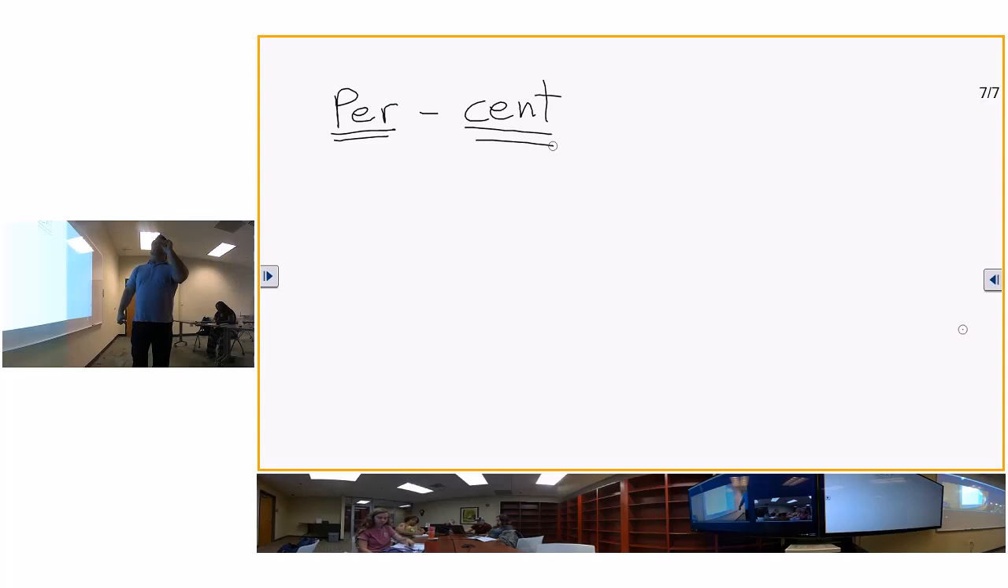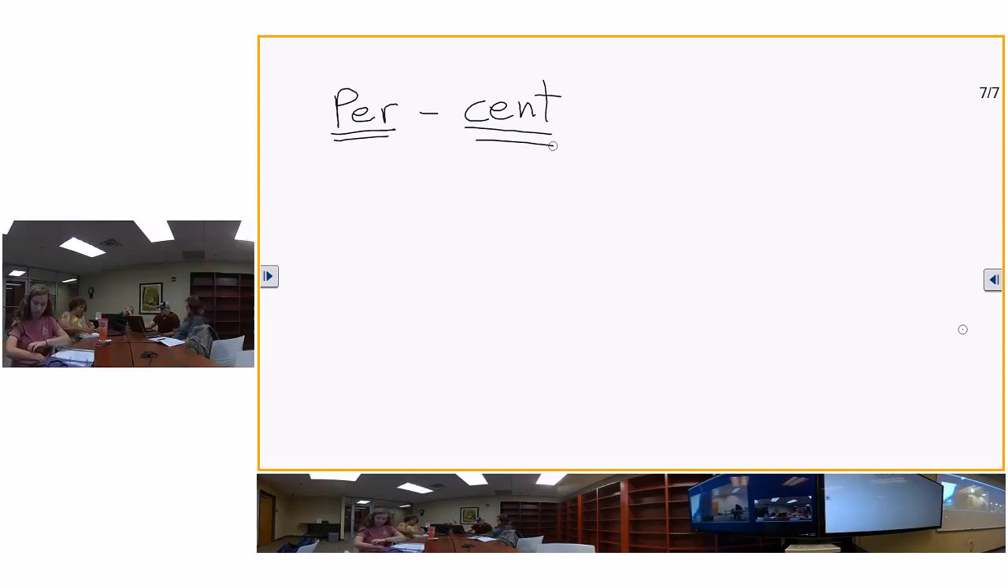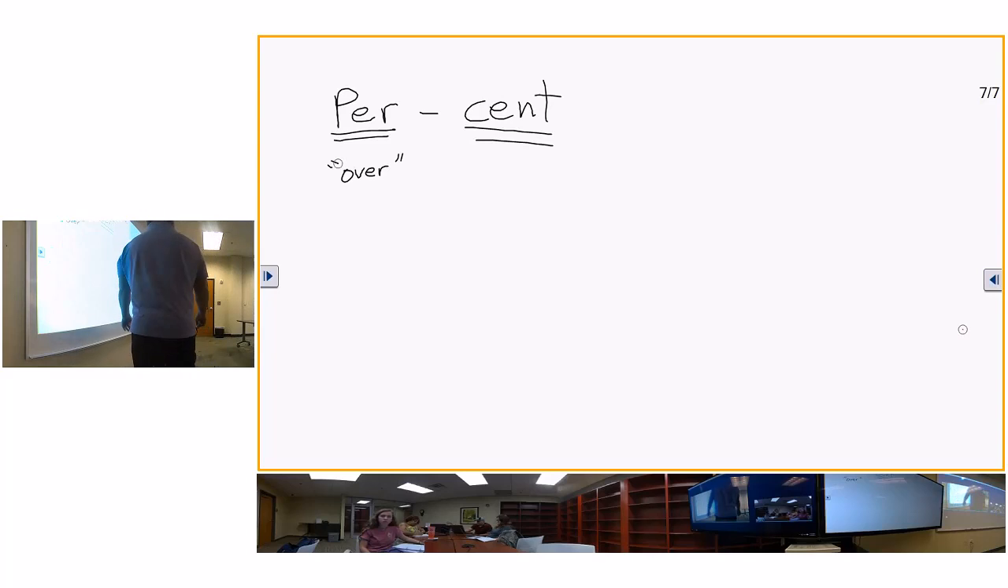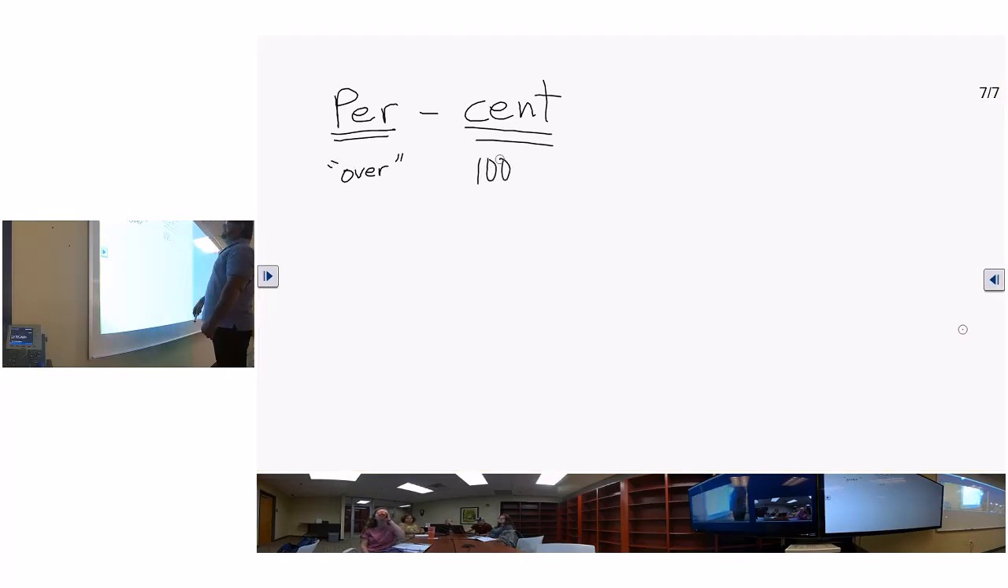What does per mean? Each. Means over. And what does centus mean? Anything with C-E-N-T in it. Century, centipede, cent. What does centus mean? 100. So anytime you're given a percent, all you have to do is put it over what?